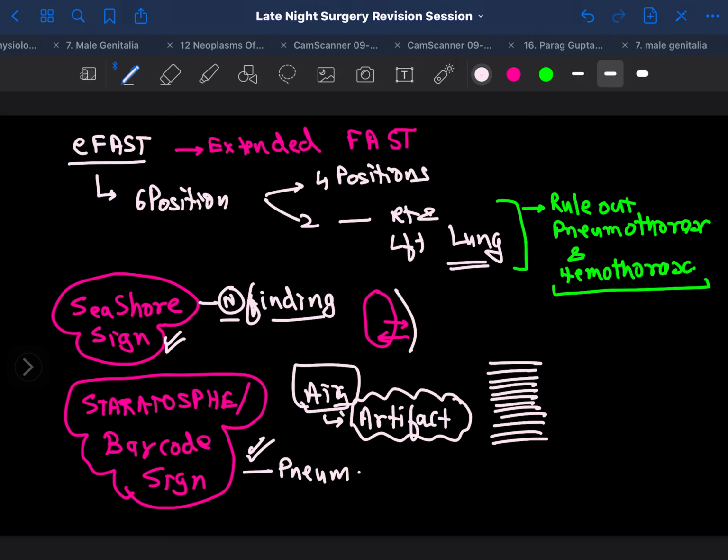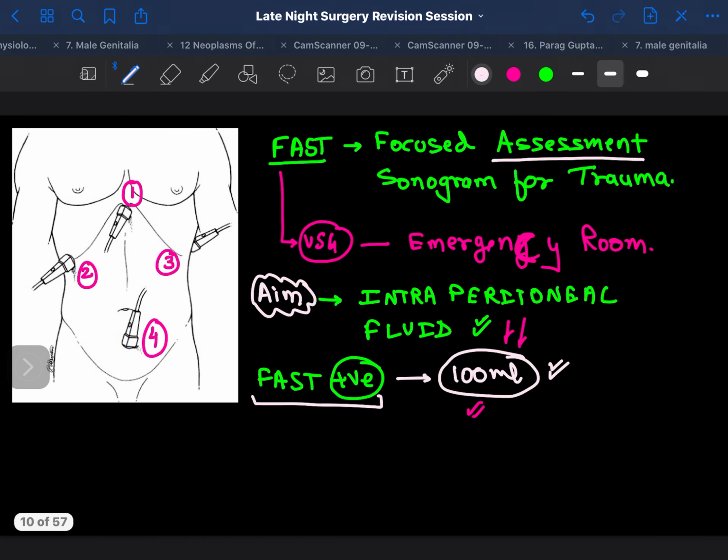So this is what you get in the pneumothorax. Okay, in the pneumothorax you basically get your barcode sign. The seashore sign is basically a normal finding in each and every individual. So this is all you need to know about your FAST, guys.